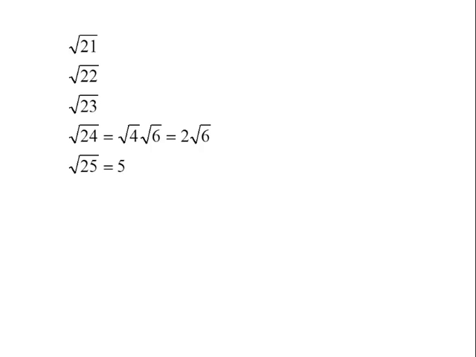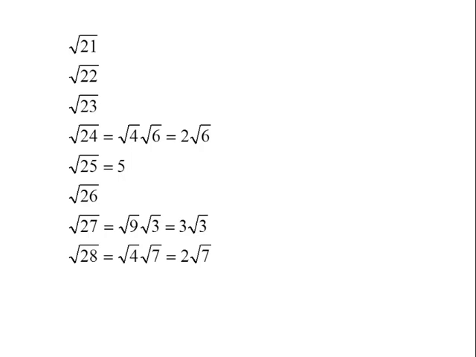Square root of 25 is equal to 5 because 25 is a perfect square. Square root of 26 is 2 times 13, no perfect square factors. Square root of 27, 9 will go into 27 3 times, so square root of 27 simplifies to 3 radical 3. Square root of 28, 4 as a factor. Square root of 4 is 2, so we have 2 radical 7. 29 is prime, therefore square root of 29 does not simplify.